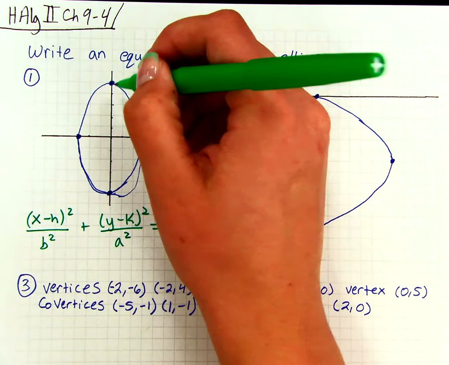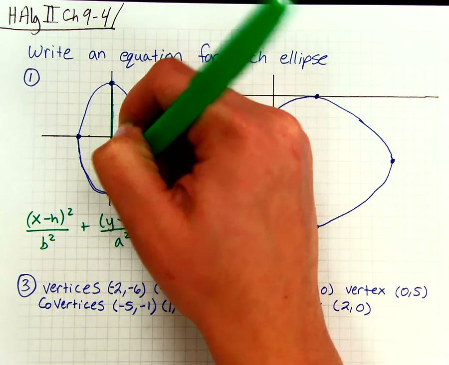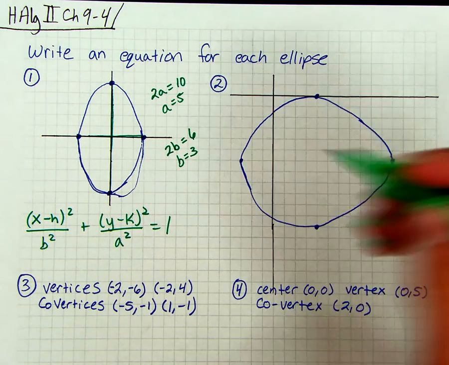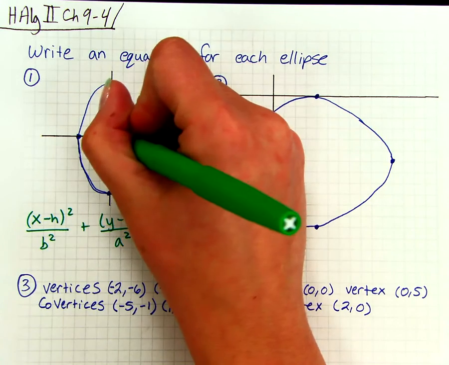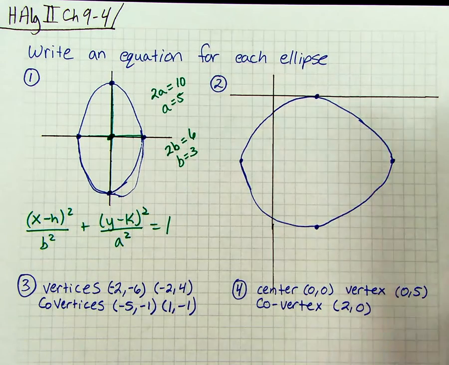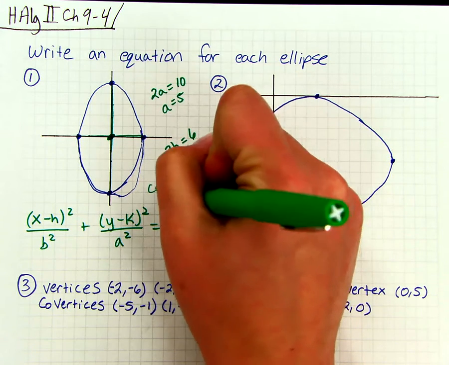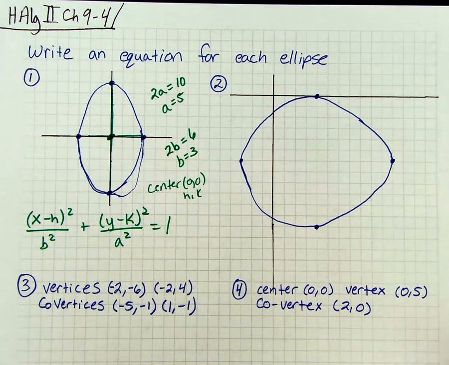Really, if I just draw a vertical line connecting these, and a horizontal line connecting the co-vertices, where they intersect has to be our center. So our center is going to be at (0, 0), which is our h and k. Now we have all the information that we need to write our equation.